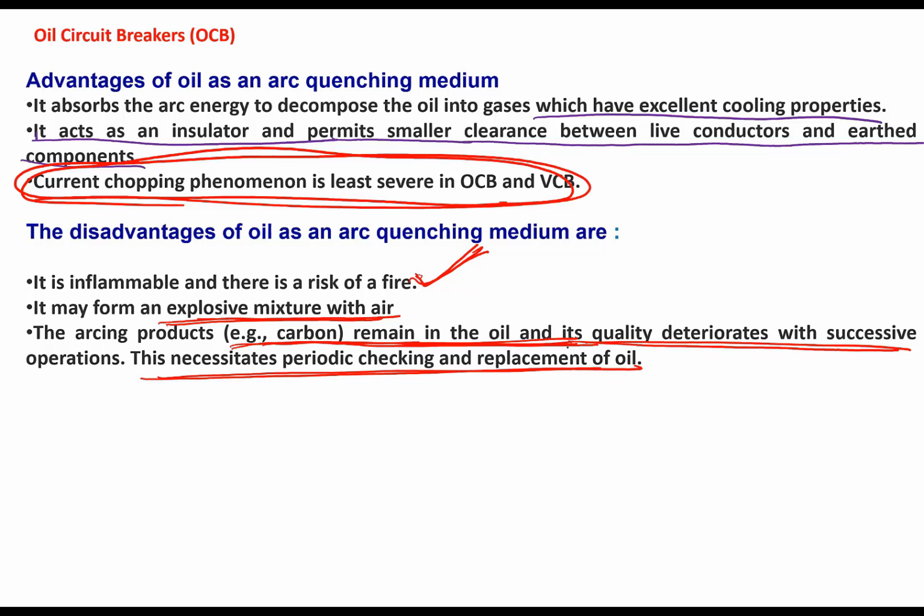Even in transformer as well as oil circuit breaker, due to frequent switching on and switching off, carbon content in the oil will increase, which requires frequent periodic checking of the dielectric strength of oil. If the dielectric strength is very poor, we have to replace the oil with fresh new oil. Understand? So there is a fire hazard and oil quality decreases with the number of operations. These two are the disadvantages.